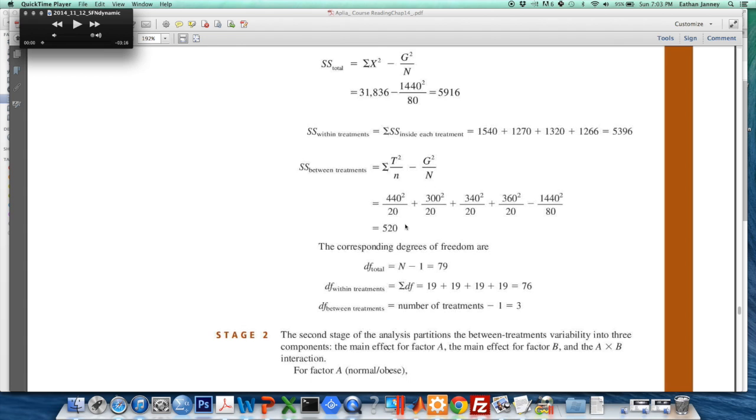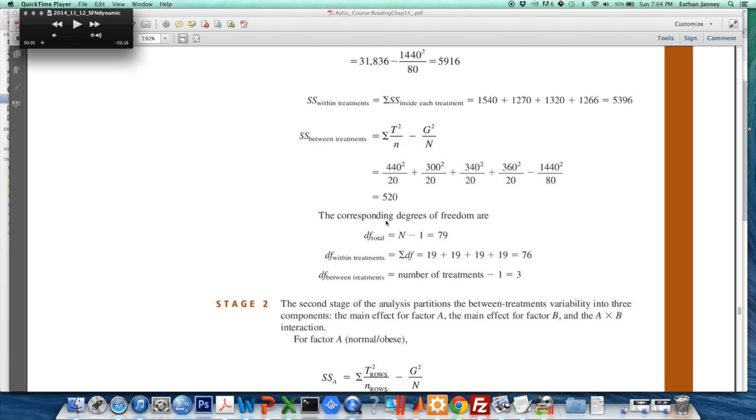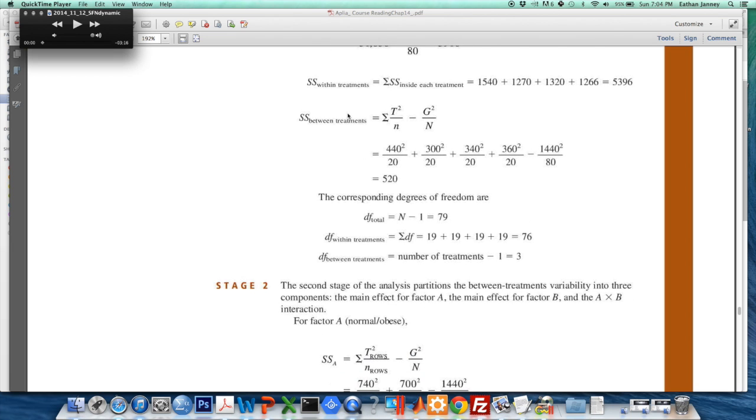Very similar to the equation from the last unit. Notice, similarly, we have to find a T squared over n for each sample. T1 squared over n1, T2 squared over n2, T3 squared over n3, and T4 squared over n4, minus this value that we already have, G squared over large N, and we get a value for that. Now, the difference with two-way ANOVA is that the between treatments sum of squares value actually gets broken down even further.